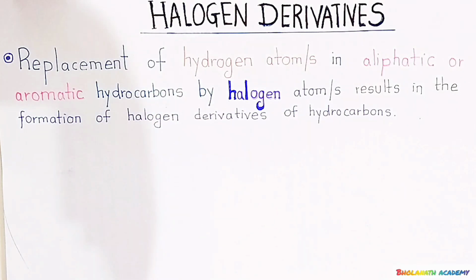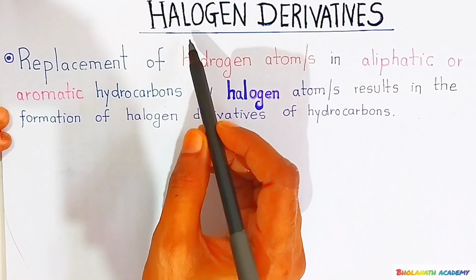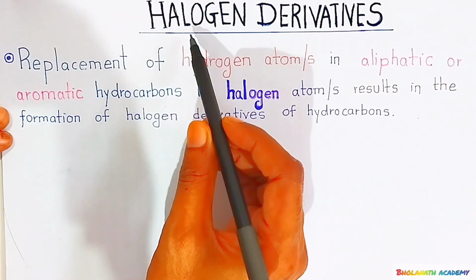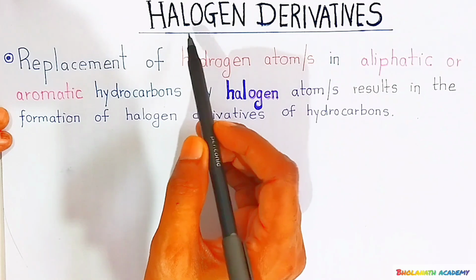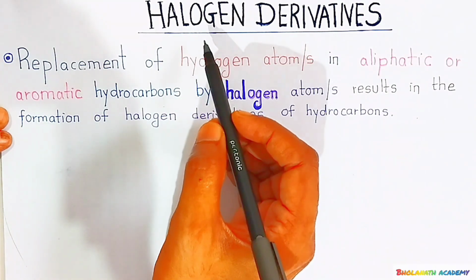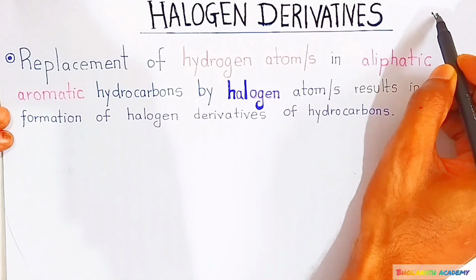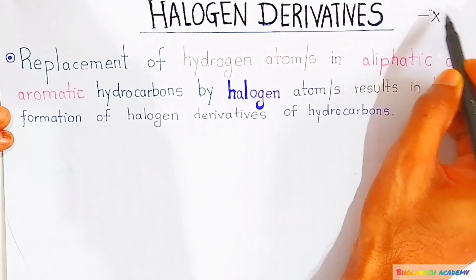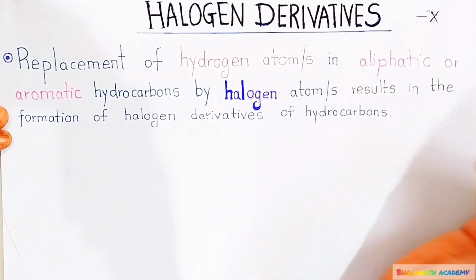In this video, students, we are going to see the lesson halogen derivative. Halogens, students, you know: chlorine, bromine, iodine and astatine. These elements belong to the halogen family. Now, chlorine, bromine, iodine we show in general as X. Okay students, we are showing with X.